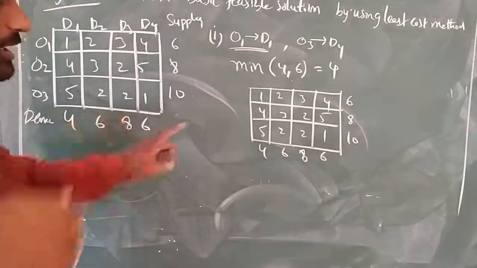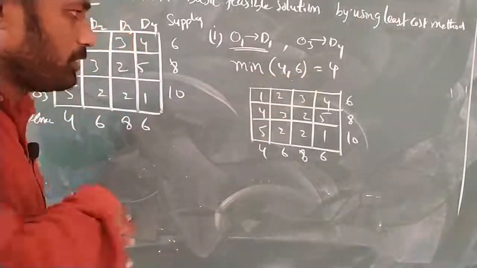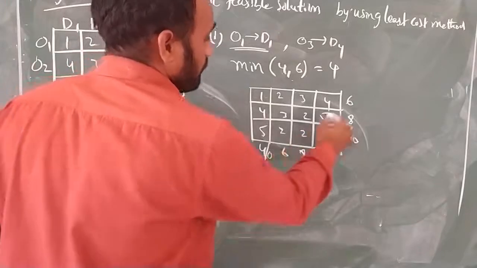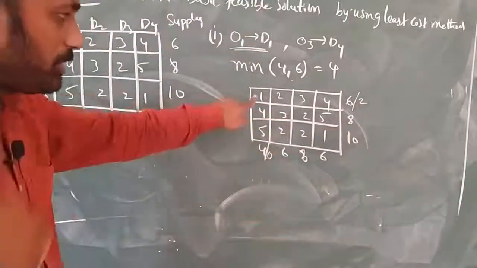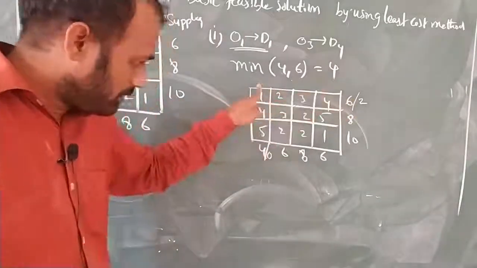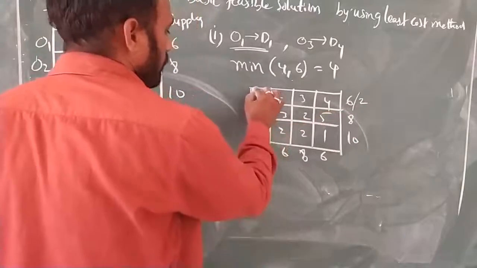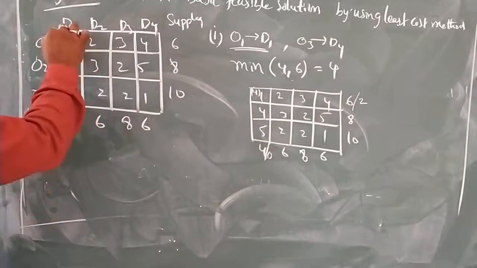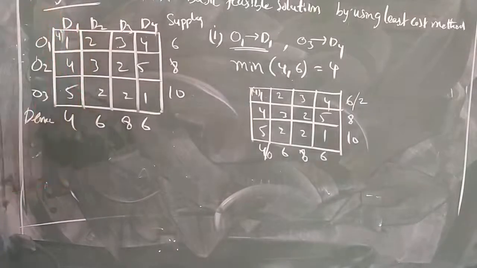So since we are taking this number, minimum of 4, 6 is 4. So I need to subtract here 4. 4 minus 4 will be 0. Here also I need to subtract 4. So 6 minus 4 is 2. Why? Because this value indicates this row and this column. So in this place, since I am subtracting 4, I have to write here 4. So in the question table, in the final table also I will make it here at 4.